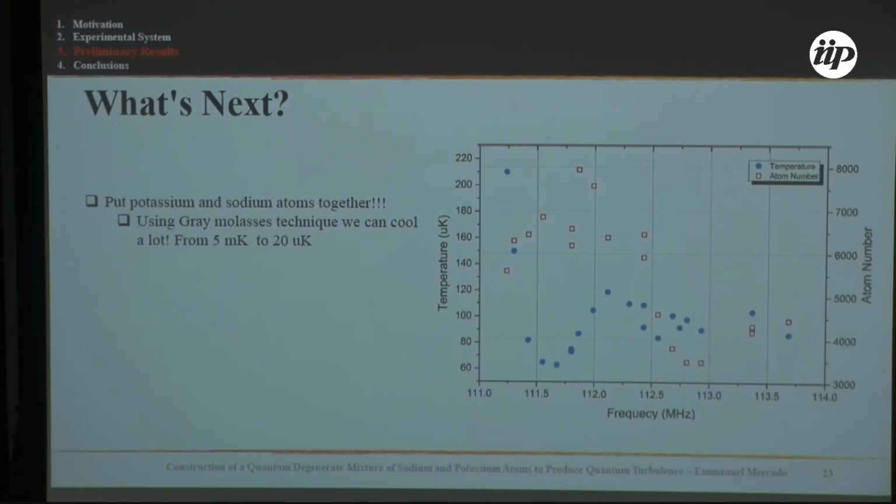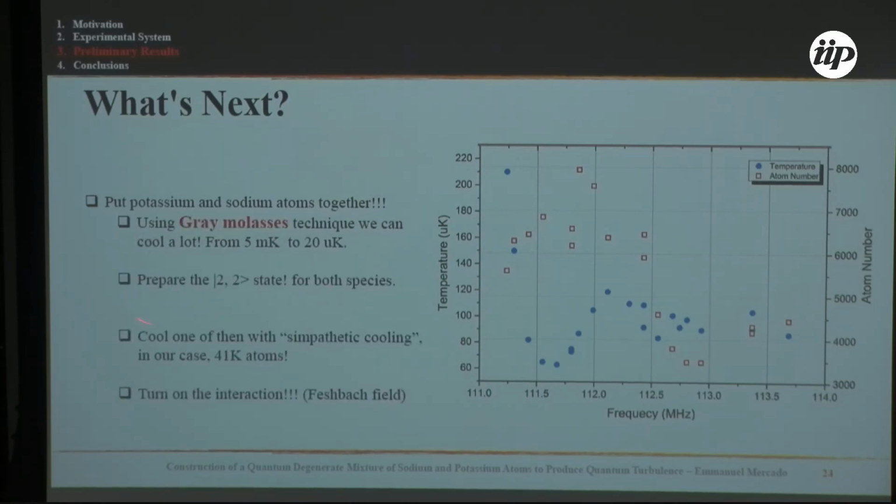Now we are working on the potassium, because this is a work in progress. But this is a result of our gray molasses technique, just to cool down. This is the Fano profile in which we cool our MOT from 5 millikelvin to a few microkelvin, which is around 60 microkelvin. Now we have 20 microkelvin, which increases the density of the cloud, and we are ready to put both of them together.